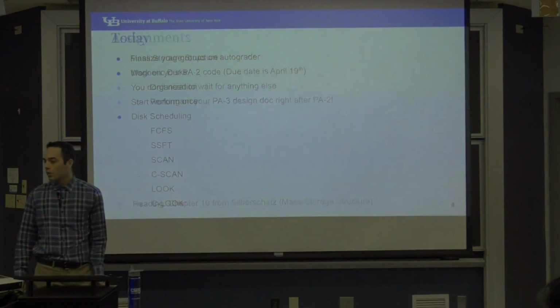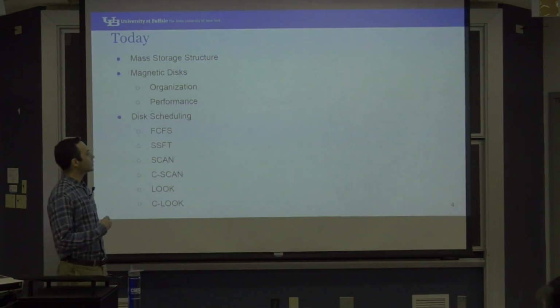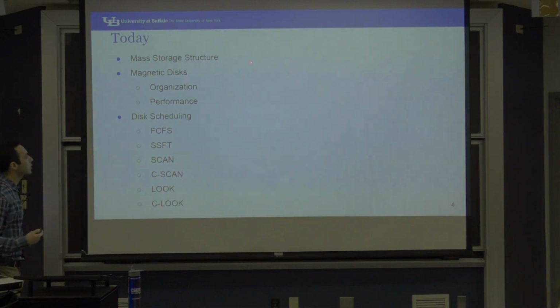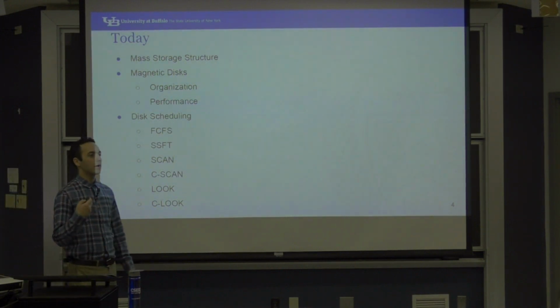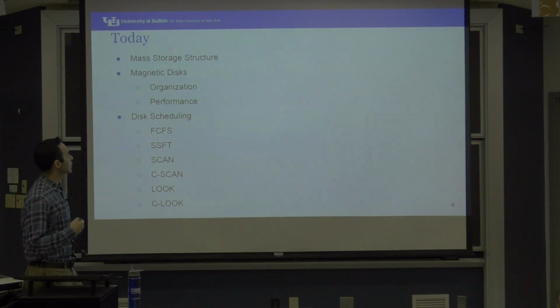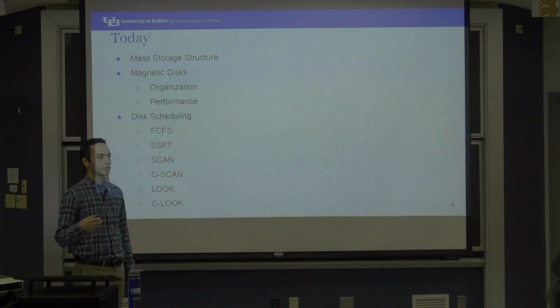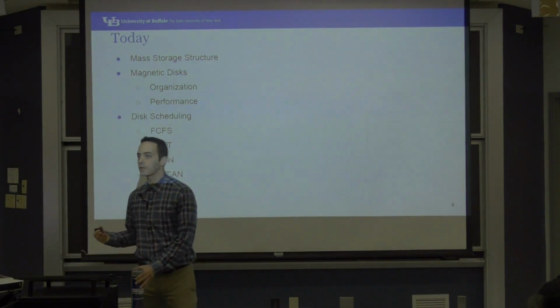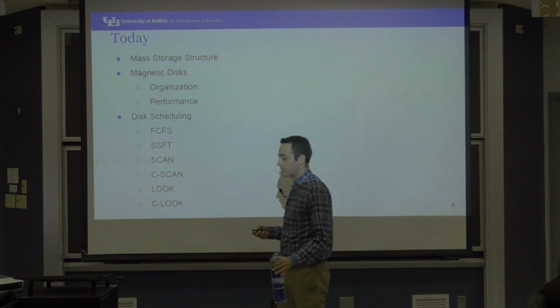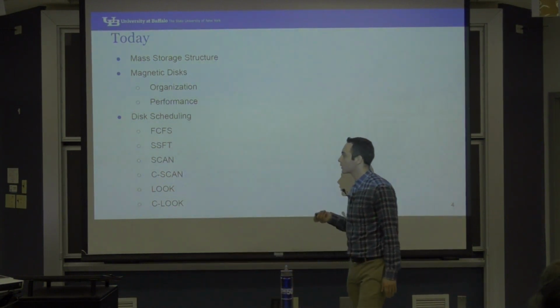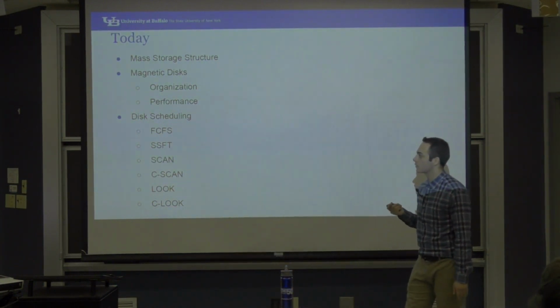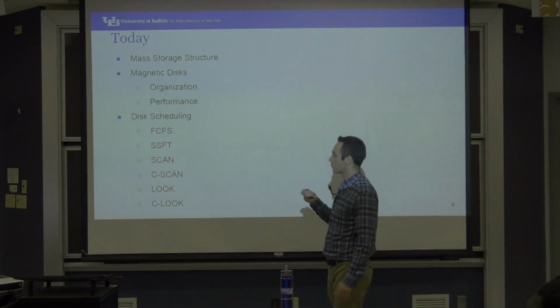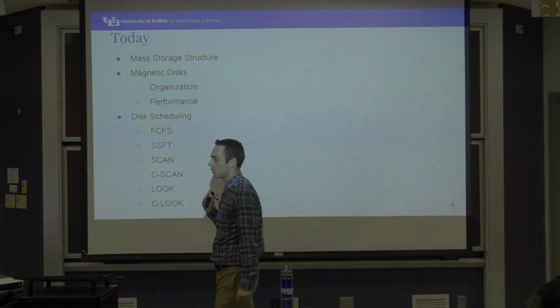All right. So today we're going to talk about mass storage, and more specifically, a little bit about magnetic disks, hard disks, how they're organized, and some of their performance metrics. We're also going to talk about disk scheduling, some of the algorithms like first come first serve, SSTF, and SCAN. We're going to take a look at all of them.